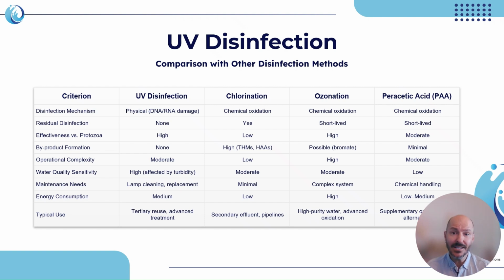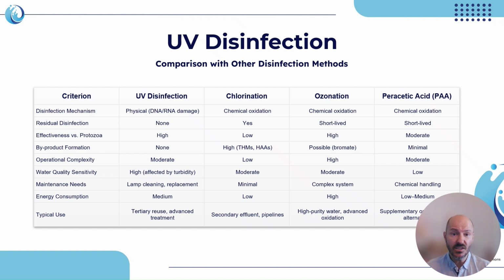UV treatment is sensitive to water quality. Suspended solids and high turbidity can shield microorganisms from UV light, therefore reducing effectiveness. Therefore, the water must be treated sufficiently prior to UV treatment.